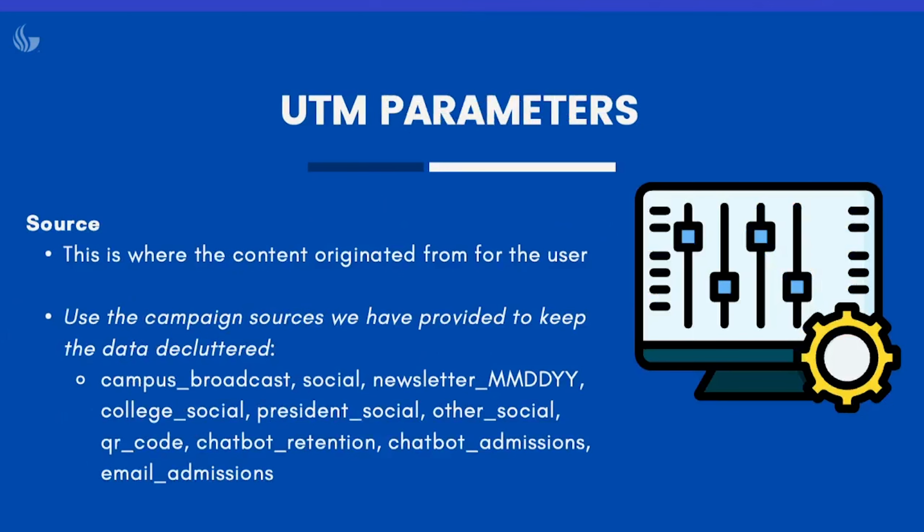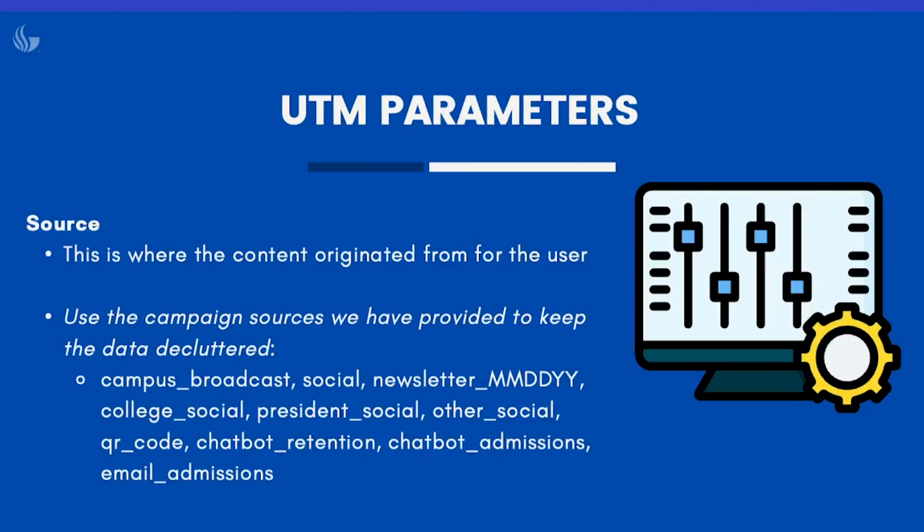Now we're going to start off with our parameters. The first parameter of the UTM is the source. I'm also going to give an example later so you can see the full UTM code. So the source is essentially where the content originated from for the user.